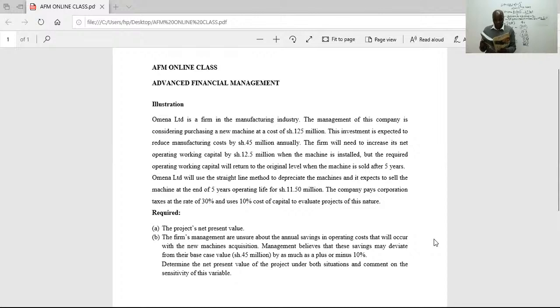What do we have? If you look at B, they're telling us the firm's management are unsure about the annual savings in operating costs that will occur with the new machine acquisition. The management believes that these savings may deviate from their base case value, shillings 45 million, by as much as plus or minus 10%. So they want us to determine the net present value of the project under both situations and comment on the sensitivity of this particular variable.